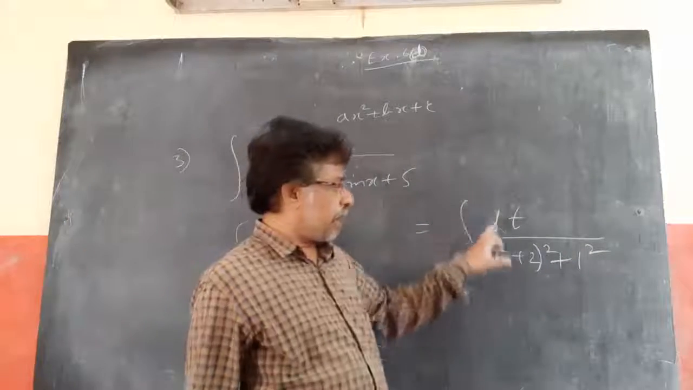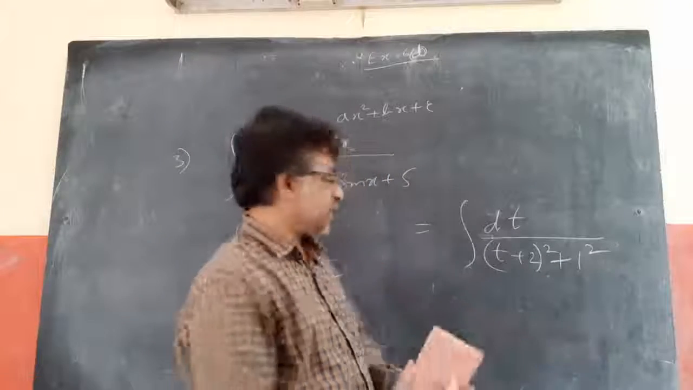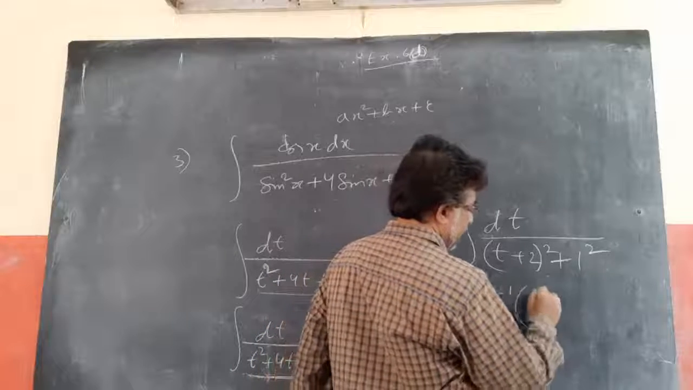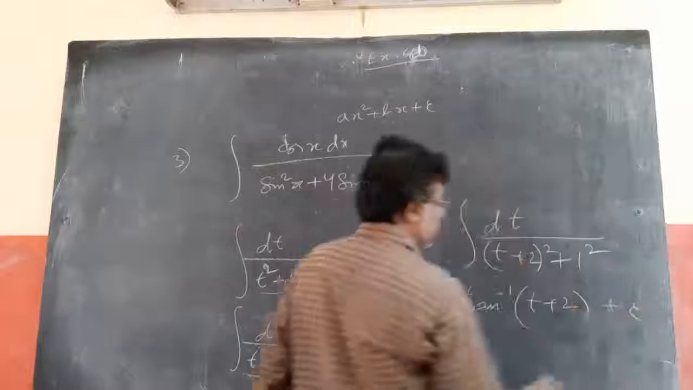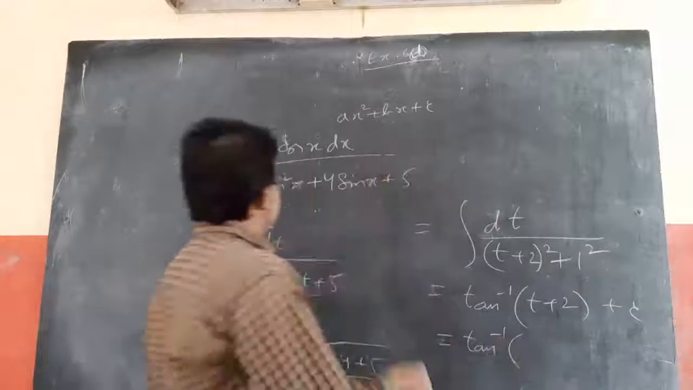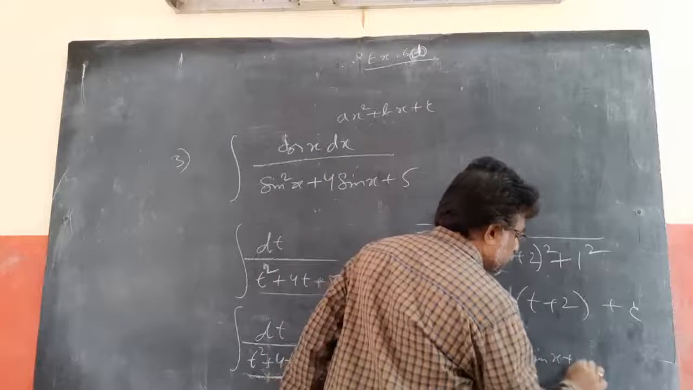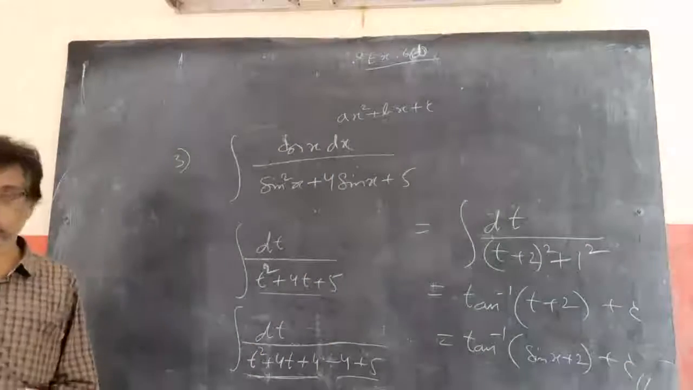Now this is the form of 1 by x square plus a square, which means 1 by a tan inverse x by a. So 1 by 1 tan inverse of t plus 2 by 1, that is tan inverse of t plus 2. Now back substituting t. What is t actually? We took t as sin x. So the answer is tan inverse of sin x plus 2, plus c.